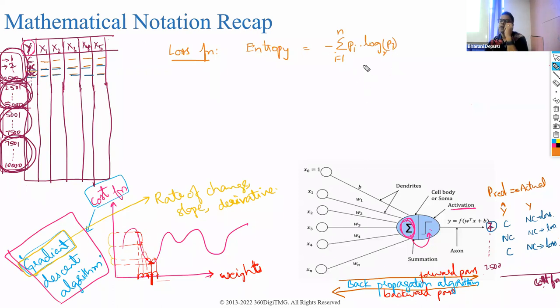Friends, hardly would we have looked into maybe 20 formulae at the max throughout this training. At least this 20 you have to remember.